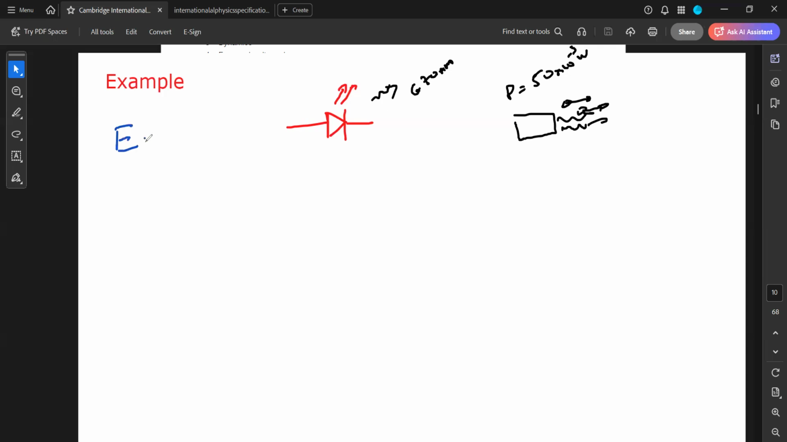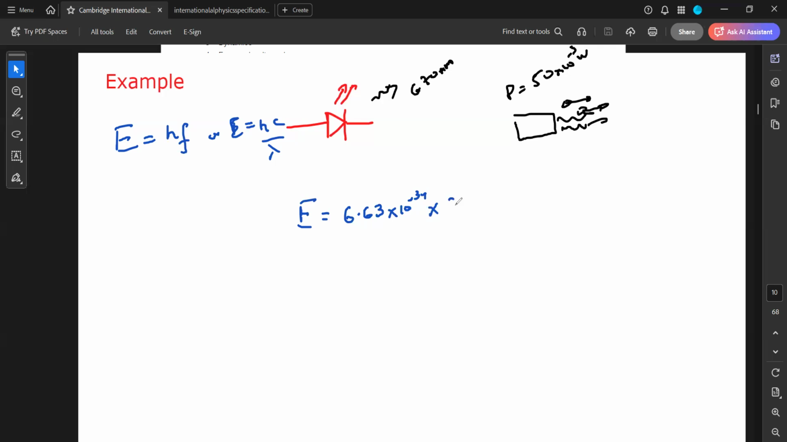So what is the energy of the electromagnetic radiation? We can use the formula E equals hf, or E equals hc over lambda, where h is Planck's constant, c is the speed of electromagnetic radiation, which is 3 exponent 8, and lambda is the wavelength. What is the Planck constant? It is a fixed value that will be given in the exam. You don't have to memorize it, but it is 6.63 into 10 power minus 34.